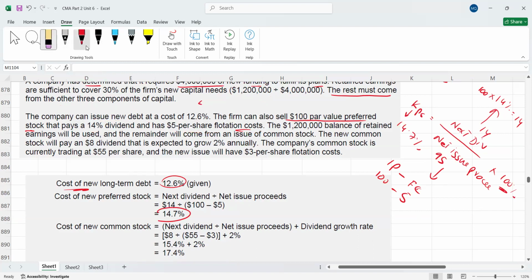So we got two things. We got a cost of debt. Cost of debt is 12.6 because there is no tax effect. Tax is not there in this question. And cost of preferred stock, we got 14.7. And now I'll continue with the question.